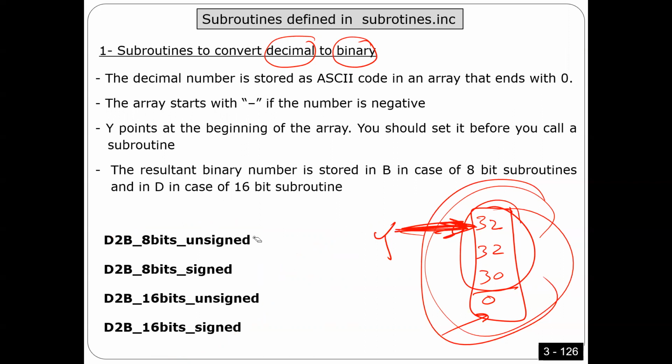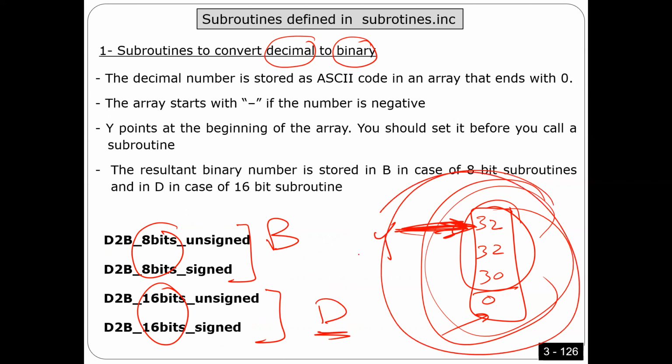So now the question: why do you have 4 functions? I have 4 because we have 2 for 8 bits and 2 for 16 bits. The 2 for 8 bits should return the binary number in register B. These 2 should return it in register D. So for all these functions, you have to send an array like this one. The beginning address has to be in register Y. This function is going to convert it to binary, and the return value, if you call 8 bits, is going to be in this one. If you call 16 bits, it should be in this one.